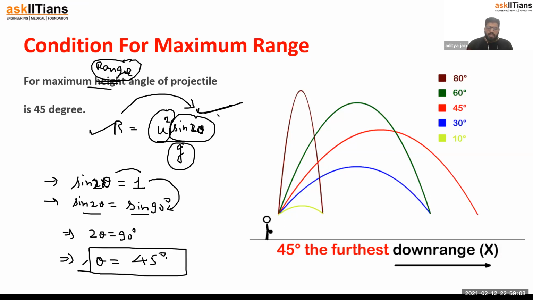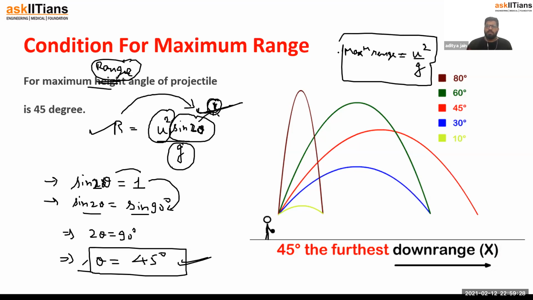So if I throw a projectile at an angle of 45 degree with the horizontal, then the range of the projectile will be maximum, because the value of sine 2 theta will be then 1. Sine 2 theta means sine 90. So the range will be maximum, u square by g. So maximum range is given by u square by g. That is the formula for maximum range, and maximum range will occur at an angle of 45 degree. I think the concept is clear, that maximum range is given at 45 degree.